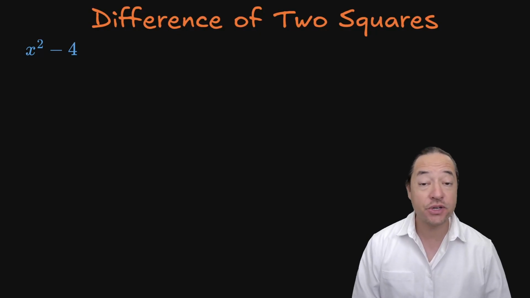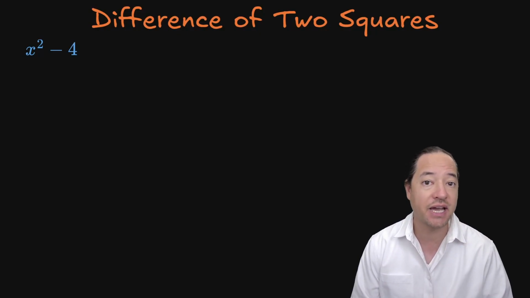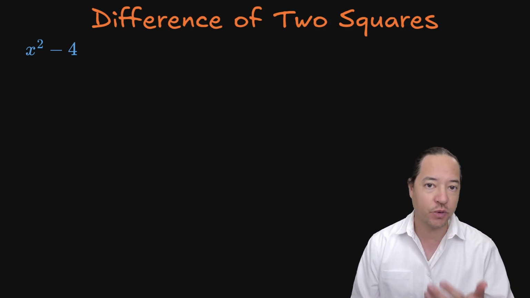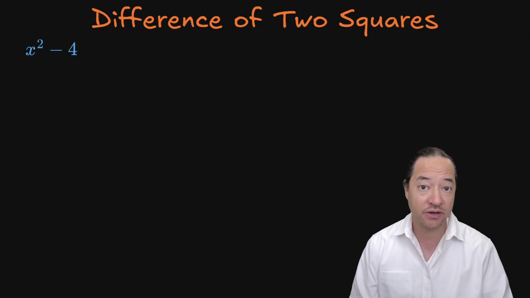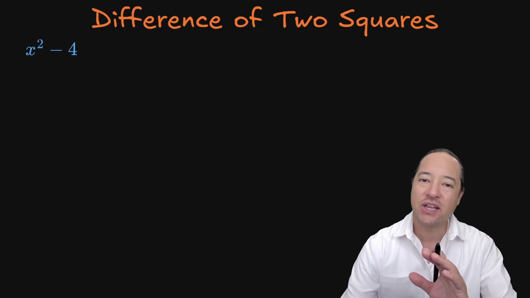Hey there, today we're going to start looking at some special factoring formulas, and the first one we're going to look at is potentially the most useful. We call it the difference of two squares, or sometimes just the difference of squares. Same thing here. Here's how it works.